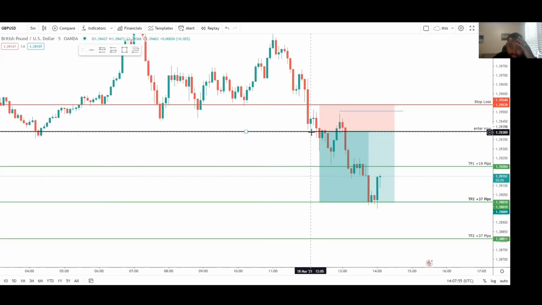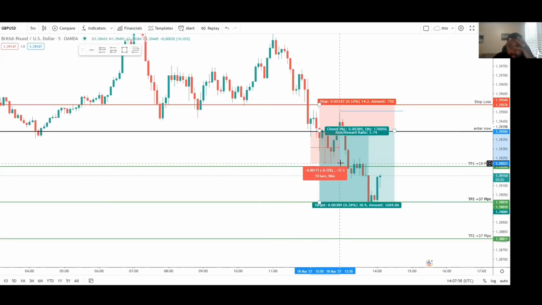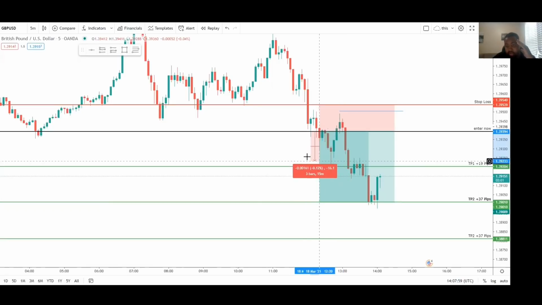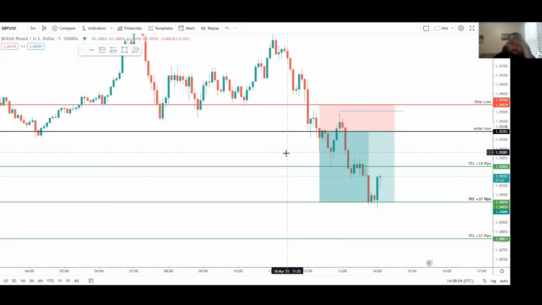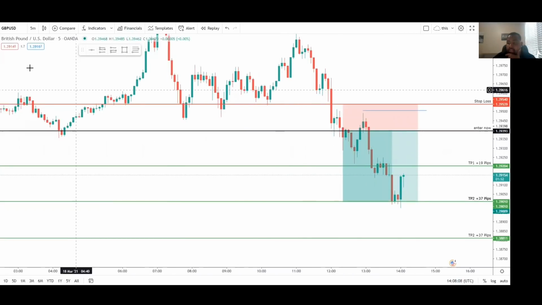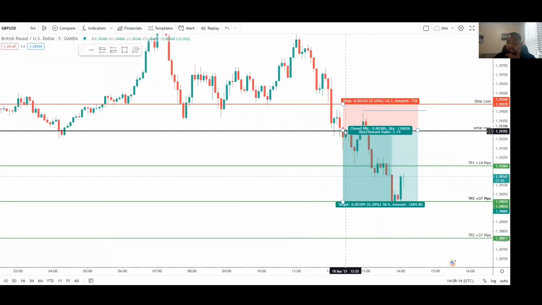So listen, let's measure this out. Instantly, it went down 17 pips, no drawdown. Entered instantly, 17 pips, no drawdown. So the signal was this: GBPUSD, sell, enter now. Stop loss here. So our stop loss was 14 pips. Take profit 1 is 19.